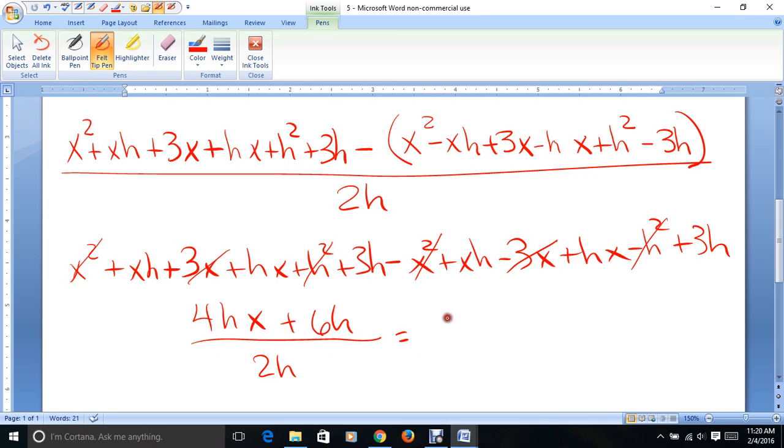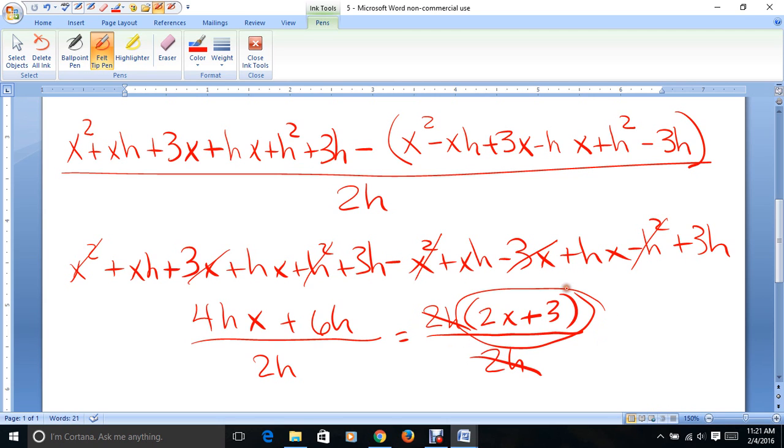I can see there's a factor of 2h on top, so I can factor that out, and I'll have 2x plus 3, and that's over 2h, so that cancels, and I just end up with 2x plus 3 for the final answer.